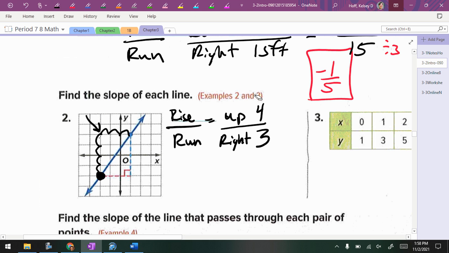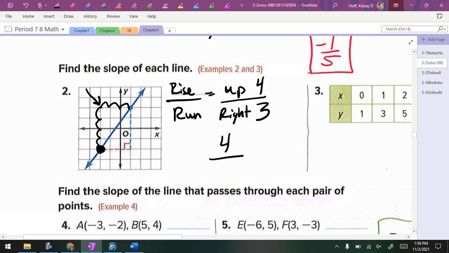Up 4, positive or negative 4? Right 3, positive or negative 3? Can I simplify 4/3? Did I get the positive slope that I should have? Because it's going up into the right. I don't like that they have these dashes down here. I think they throw you off. Ignore their dashes. Always rise before you run.